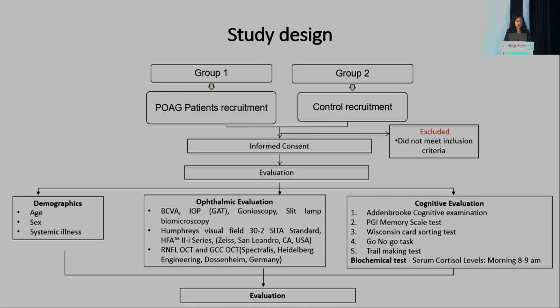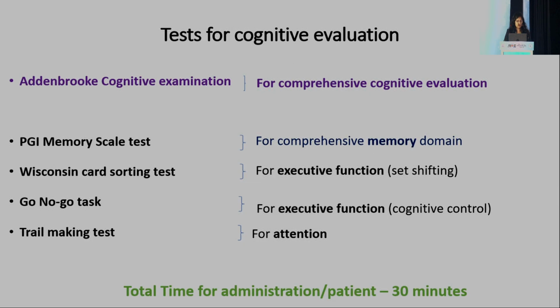After meeting the inclusion criteria, the patients who did not meet them were excluded. Their informed consent was taken, their demographic details were taken, and their ophthalmology evaluation including best corrected visual acuity, IOP, gonioscopy, slit lamp biomicroscopy, visual fields, RNFL and GCL OCT, blood sample for cortisol level, and cognitive evaluation were done.